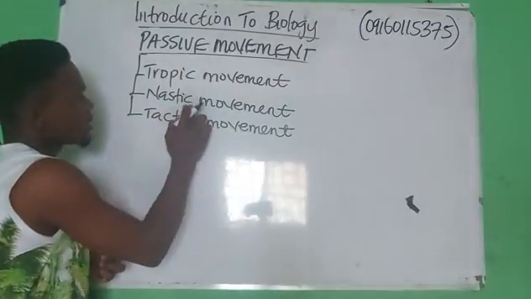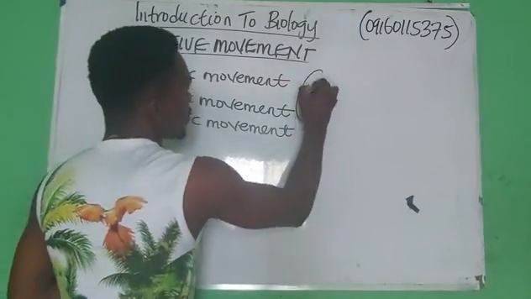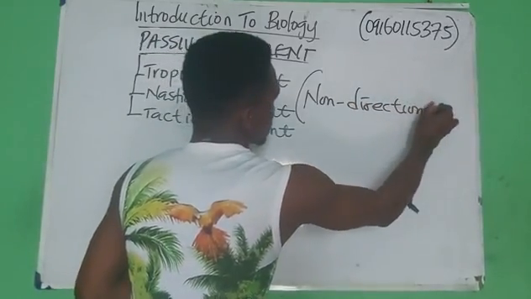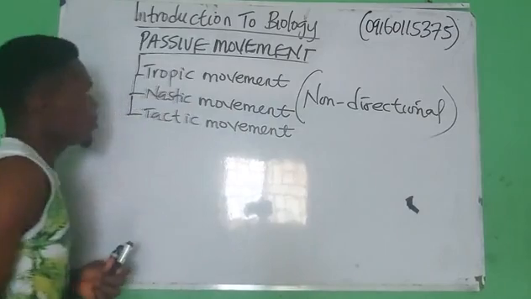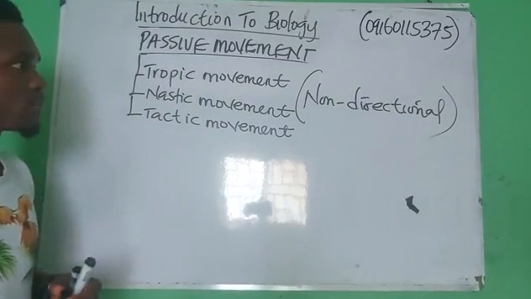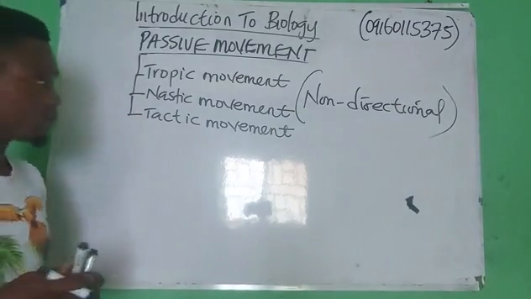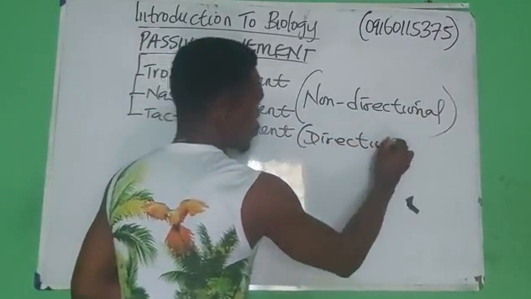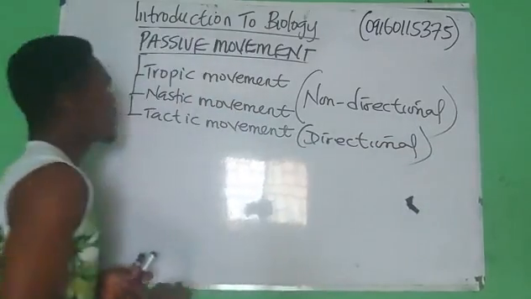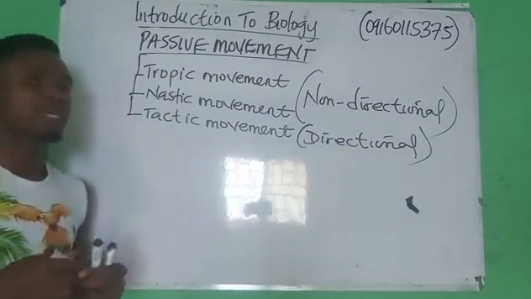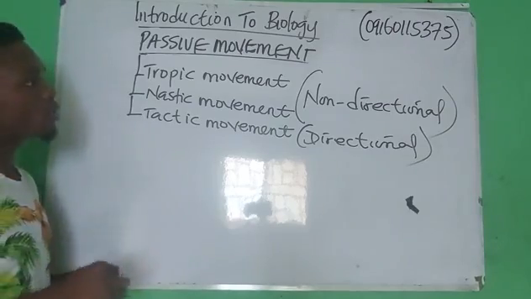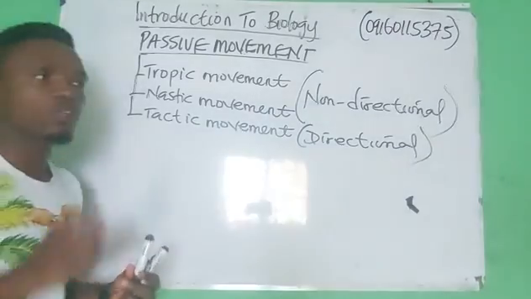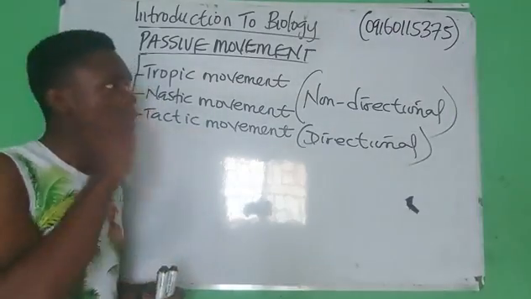Now, tropic and nastic movements are both non-directional movements. But as for the tactic, it is directional. Please take note of that. Tactic is directional, but tropic and nastic movements are both non-directional, which means that the direction is not specific. They don't have a particular direction in which they respond.